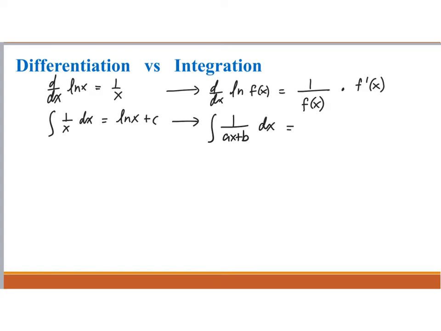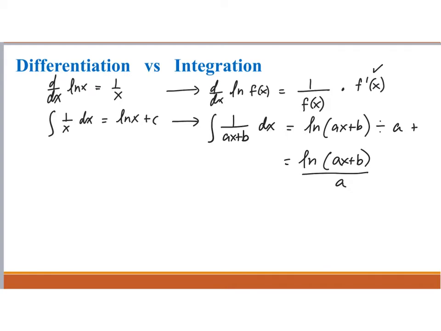And it will just be ln of ax plus b. And instead of multiplying it by f prime of x, we divide by f prime of x. And because our f of x is ax plus b, and the derivative of ax plus b is a, we divide this by a. But a better way of writing this will be ln of ax plus b, over a.